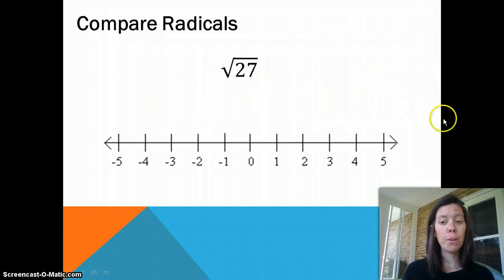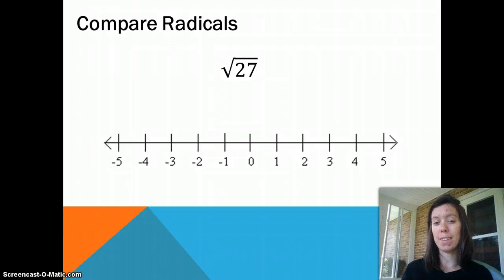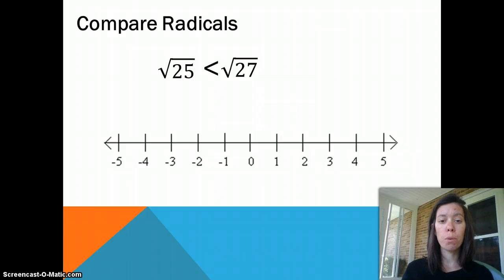You already should know how to compare radicals. We talked about that once already, but I'll do a quick review here. If we look at the square root of 27, that's not a perfect square, but we know that it has to be between the square root of 25 and the square root of 36. And these are perfect squares, so we can take their square roots. The square root of 25 is 5, and the square root of 36 is 6. So we know the square root of 27 is between 5 and 6 on the number line.